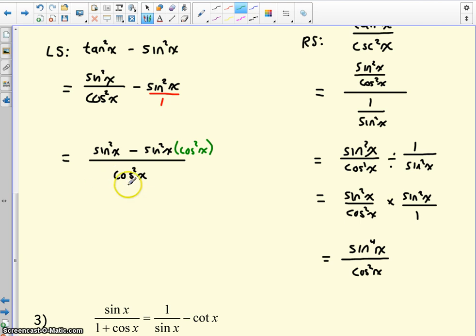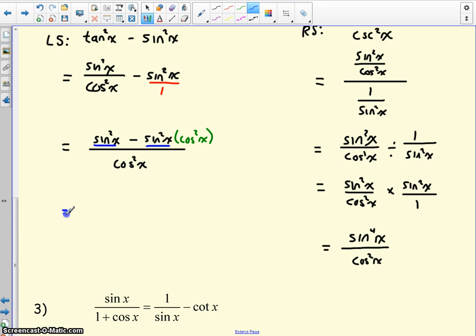Okay, now one of the other things you should always be looking to do is look for opportunities to factor. Looking at my numerator, I have two terms here, both of which have a sine squared x. I'm going to factor the sine squared x out of both of these terms. So if I do that, I'm going to have sine squared x. Okay, what's left over is going to be, from here there's going to be 1 left. I'm going to have 1 minus cos squared x left over. That's all over cos squared x. Okay, maybe looking a little bit nicer now.